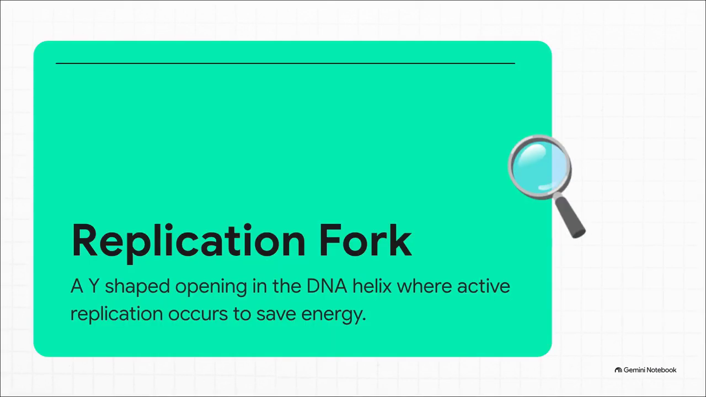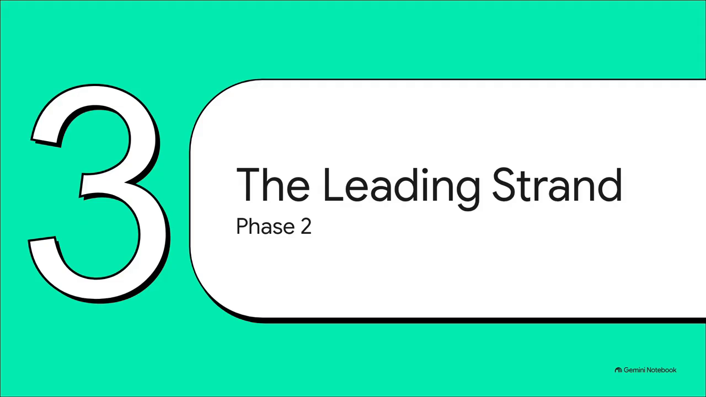Now, as helicase unzips those strands, it creates what we call a replication fork. You notice that Y shape? Well, because separating a massive DNA molecule along its entire length would just completely bankrupt the cell's energy budget, it only opens a tiny section at a time. This replication fork is our localized, highly active movie set where all the subsequent action goes down. Which brings us to Section 3, the leading strand.